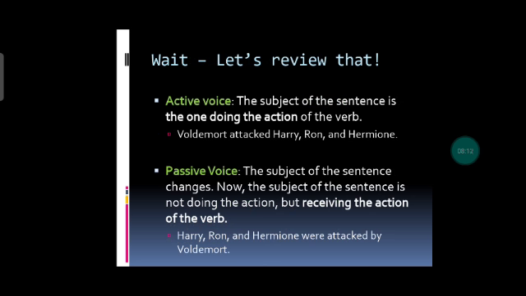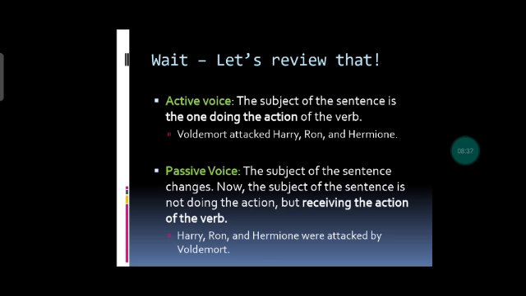Wait, let's review that. What's an active voice? What's a passive voice? An active voice is when the subject of the sentence is the one doing the action of the verb. Voldemort attacked Harry, Ron, and Hermione. Who attacked? Voldemort. So the subject is doing the verb, so it's active.